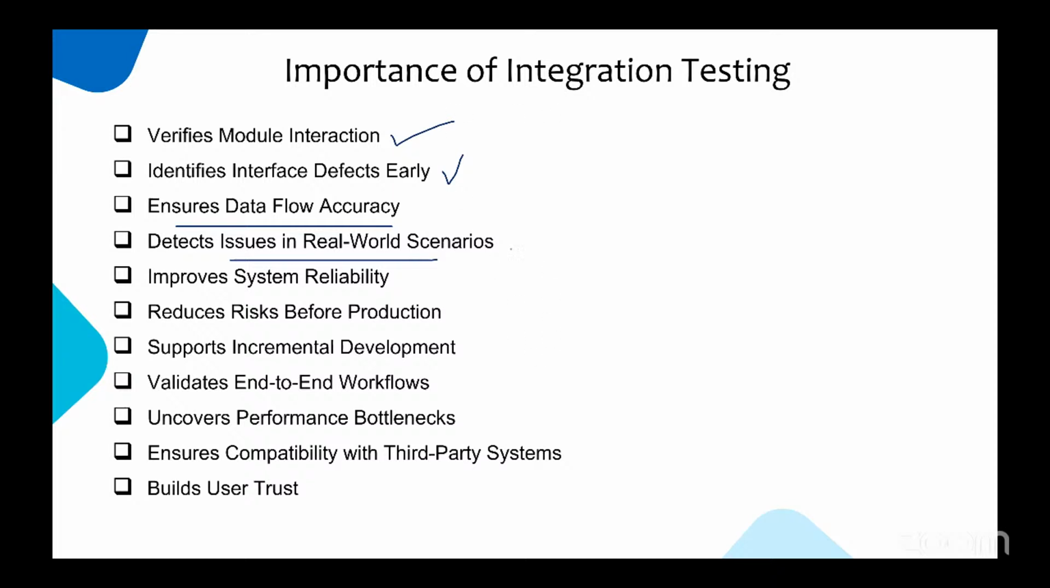System reliability risk is reduced before production itself. Very good for incremental development and end-to-end flow, and we can uncover performance bottlenecks. This is very important. For example, normally on salary day you open the app and everything is fast, but when you want to send money it is very slow. It means more people are using it.